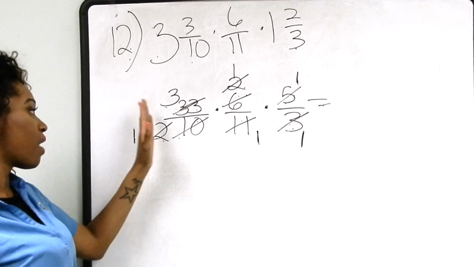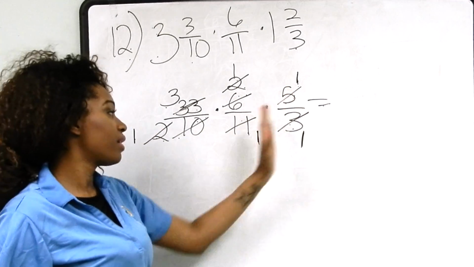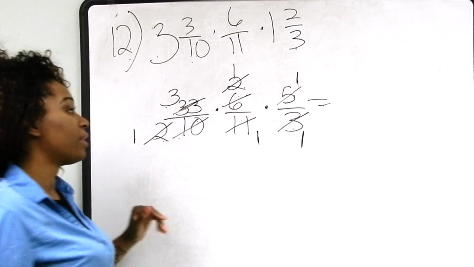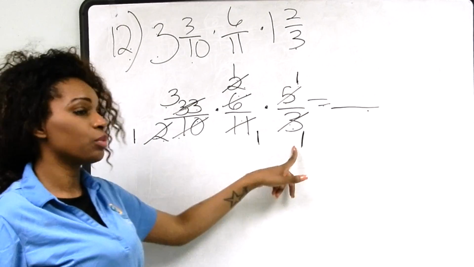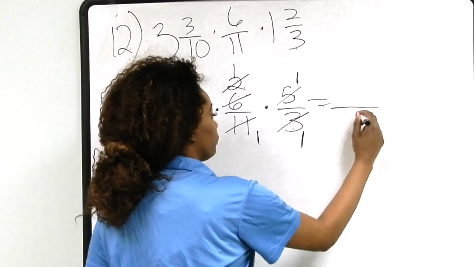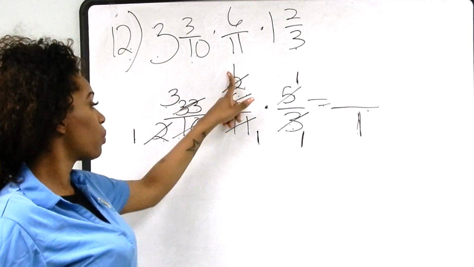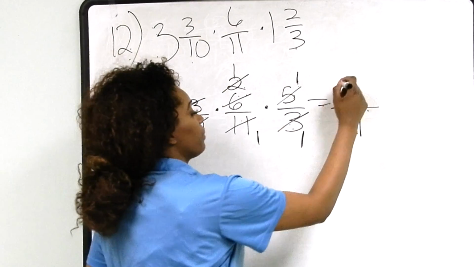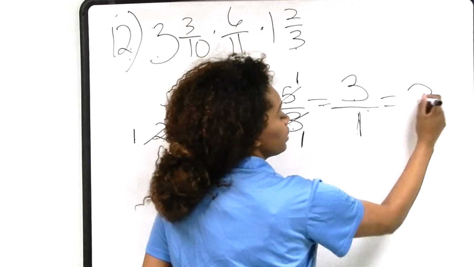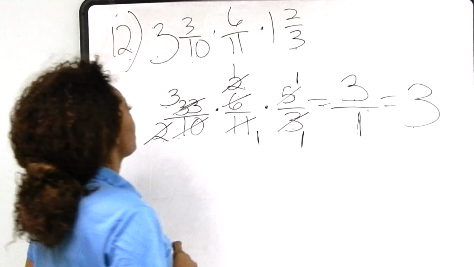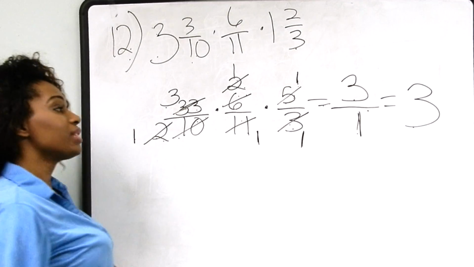We're going to multiply across in our numerator, and we're going to multiply across in our denominator. 1 times 1 times 1 is 1. 3 times 1 times 1 is 3. 3 over 1 is actually just 3. Our final answer for number 12 is 3.